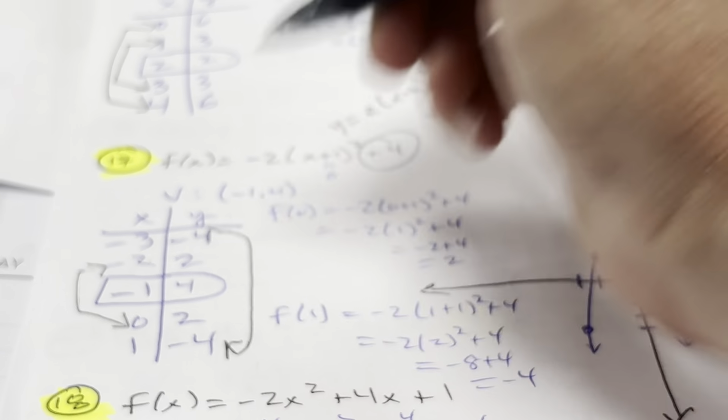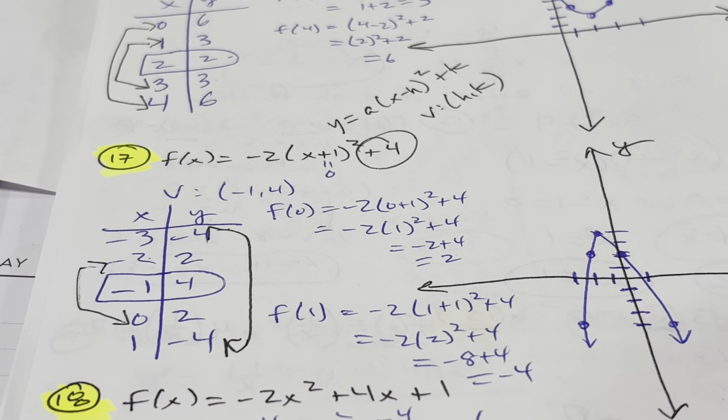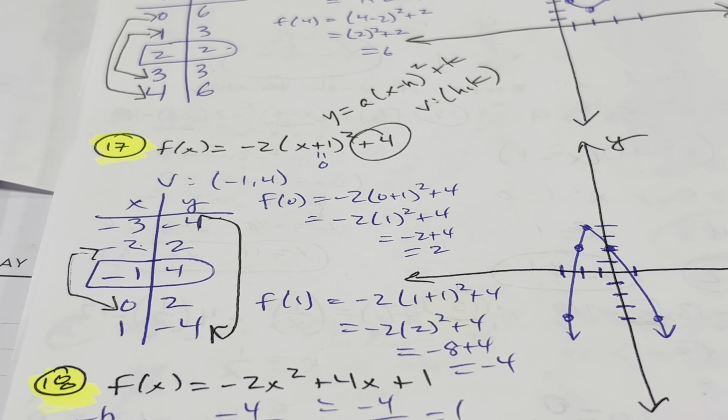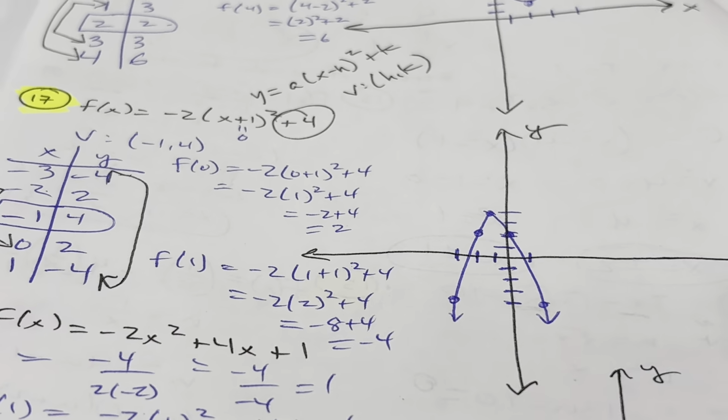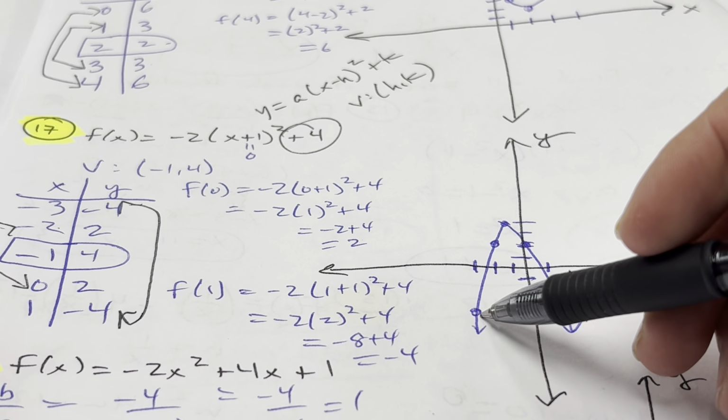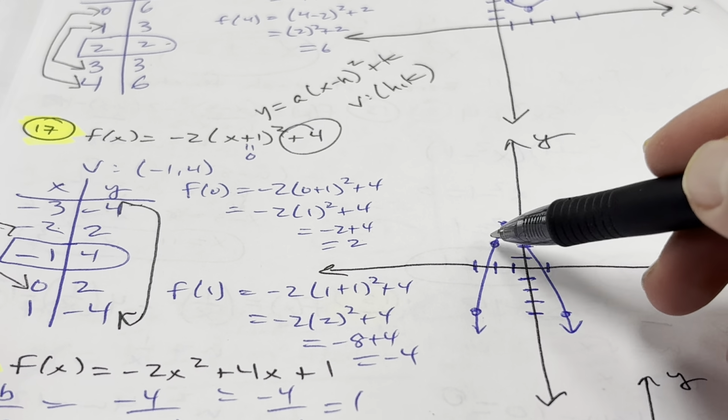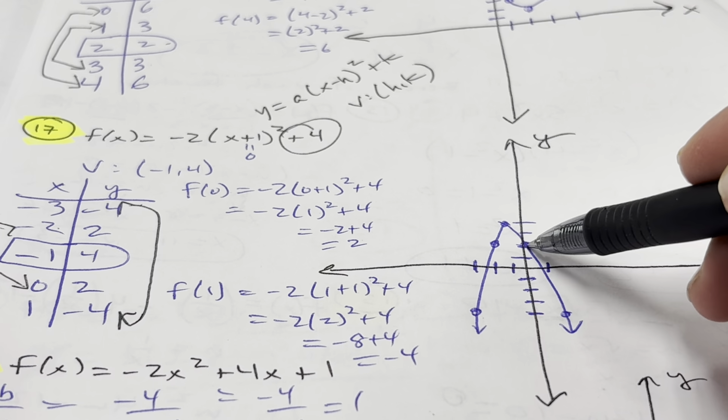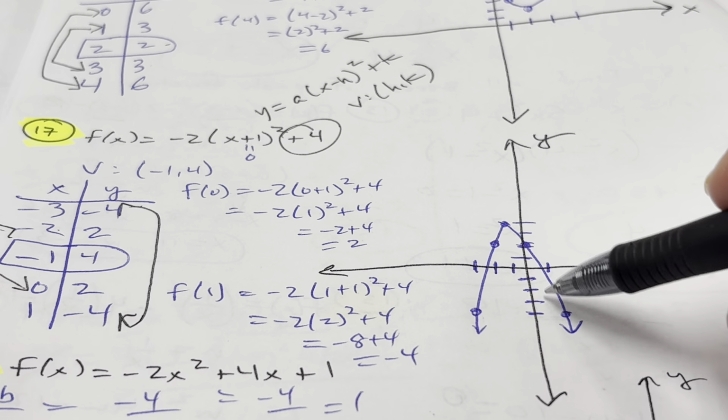So those 2 y values are the same. Now this is a negative x squared, so it should make an igloo. Sometimes it looks more like a tent, but that's all right. Negative 3, negative 4. Negative 2, 2. Negative 1, 4. 0, 2. 1, negative 4. There it is.